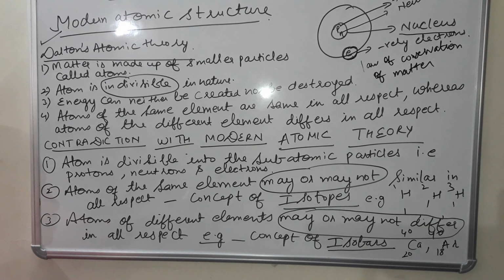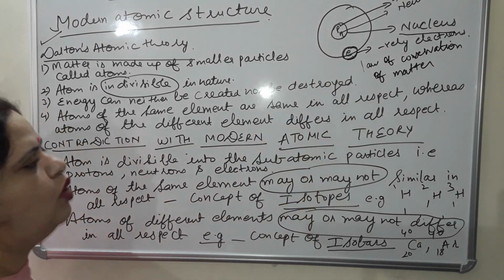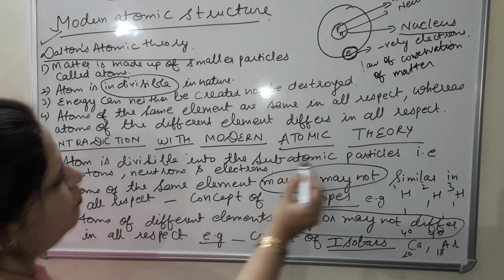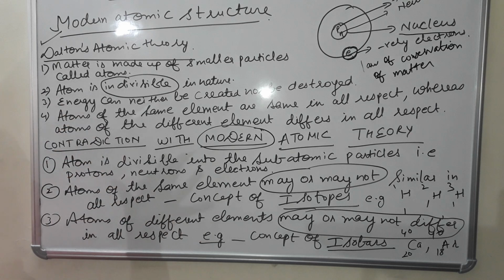But later on, listen carefully, after the discovery of these particles, protons, neutrons, electrons, which are also known as subatomic particles, few points of Dalton's atomic theory were discarded. That was corrected in the new theory, which is called modern atomic theory. And instead of giving a particular name to this theory, the word modern is used, because this is the effort of a group of scientists.